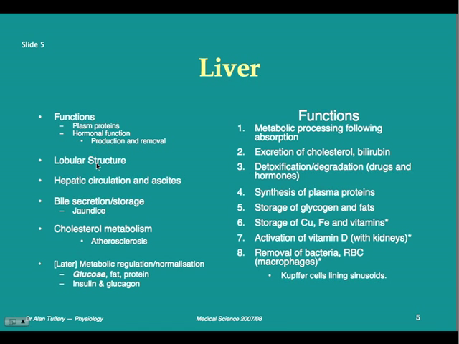I'm going to talk about the lobular structure, and I think it's very important that you understand that. For those of you doing pathology later on, it has all sorts of importance there, which I shall touch on. Hepatic circulation and ascites, or edema in the abdomen, is what ascites is. I'll talk a little bit about that. And in fact, your course textbook, Sherwood, isn't particularly good on this, so I shall reference another book at that point, which I'm assuming is in the library.